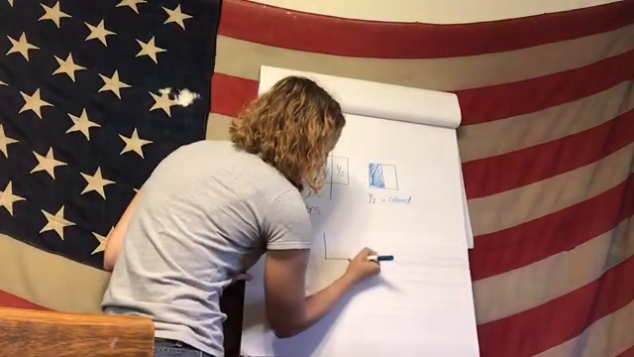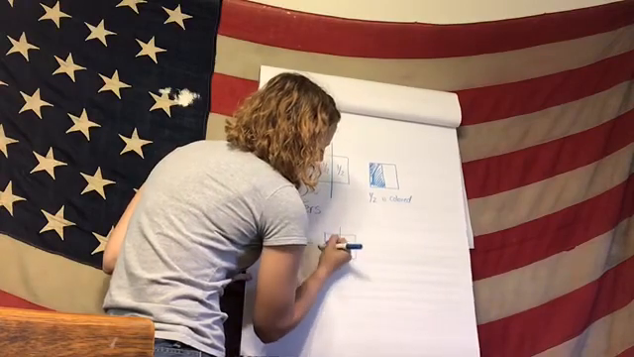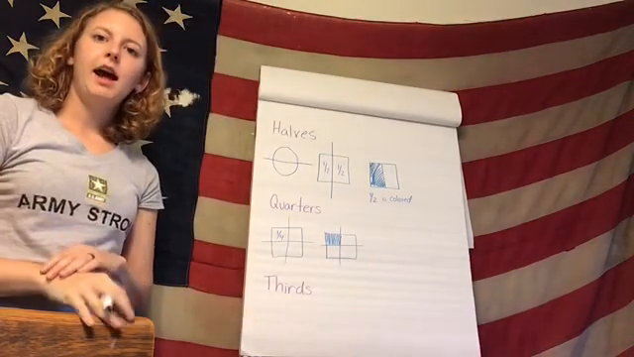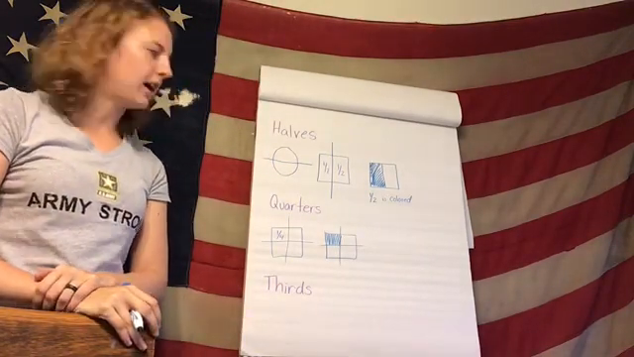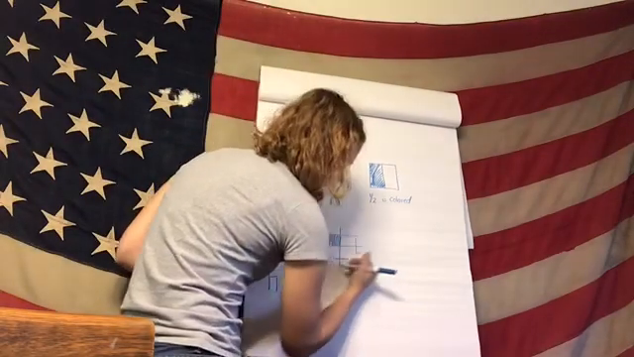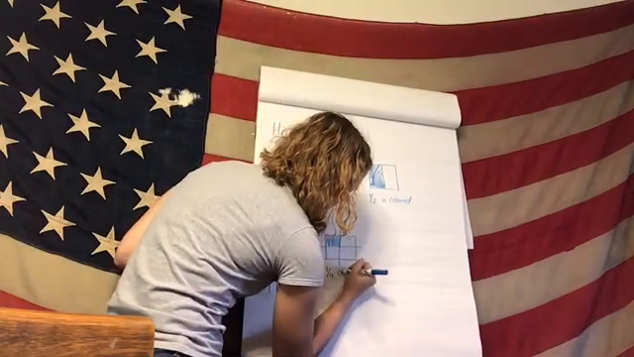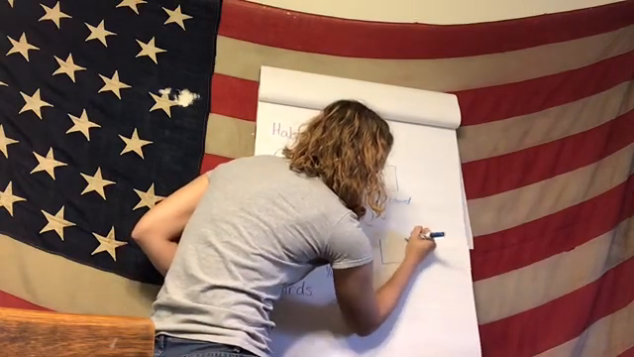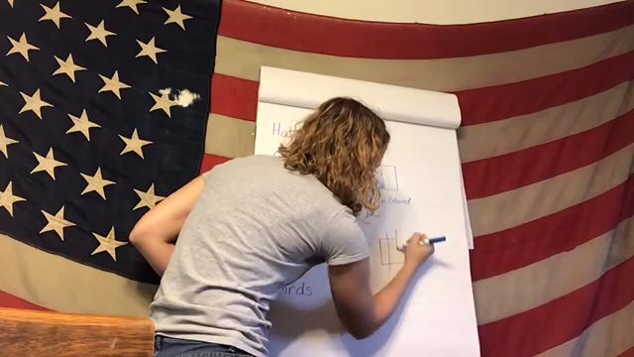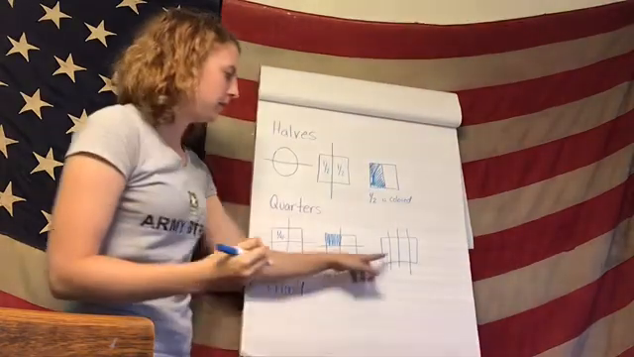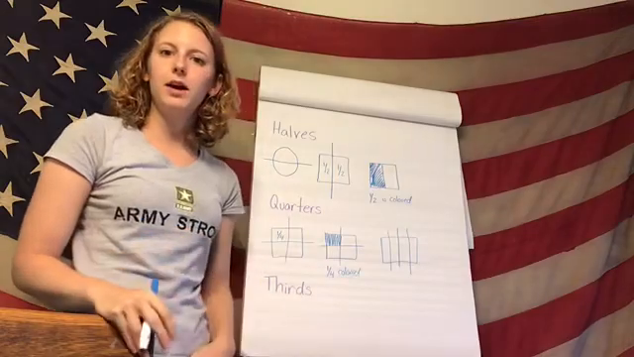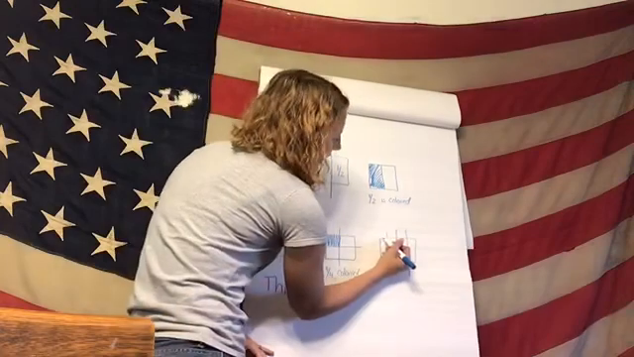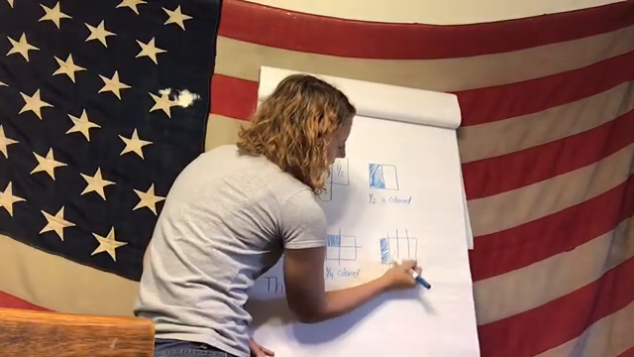So if I had my shape split into 4ths, and it was colored like this, I would say 1/4 is colored in. Now, if I had a shape like this, again, it is split into 1, 2, 3, 4 parts, and they're about the same size, so I'm going to call those equal. And I had it colored like this.